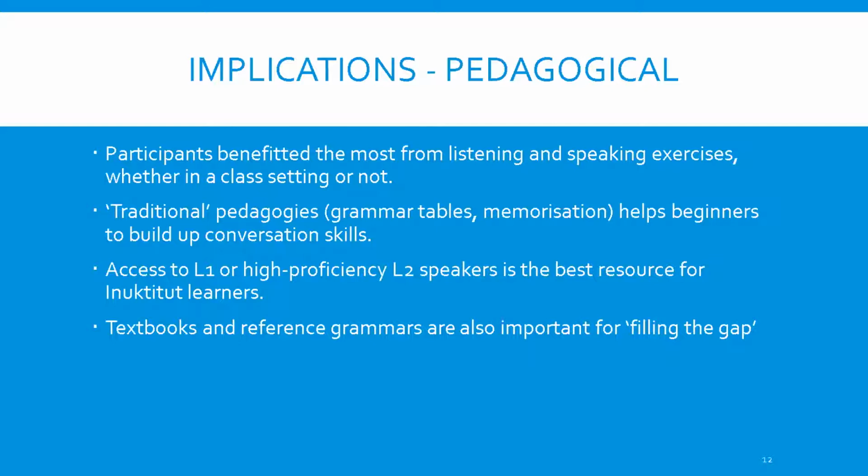And then this comes back to the access to high proficiency L2 speakers and access to first language speakers. Having access to a proficient speaker is by far the most important resource because it allows the learners to practice speaking. And then the textbooks and reference grammars are kind of like second place. But they are very much in a support role. They are there to help the learners understand grammar that they learn implicitly. But the main method of learning does come from practicing speaking.